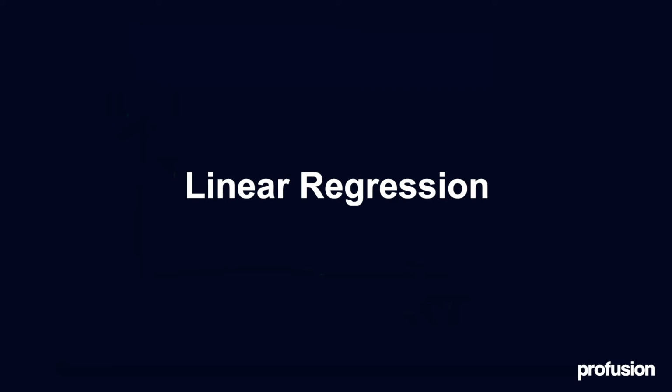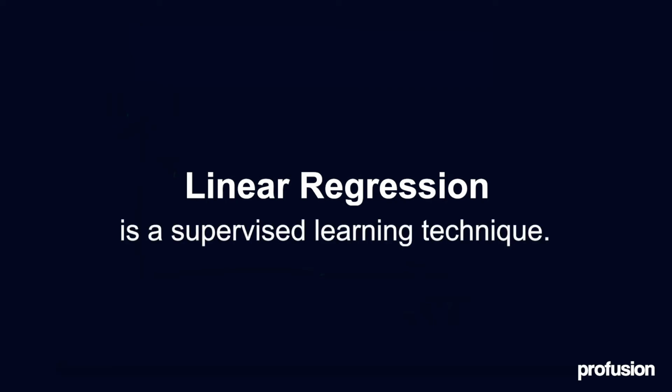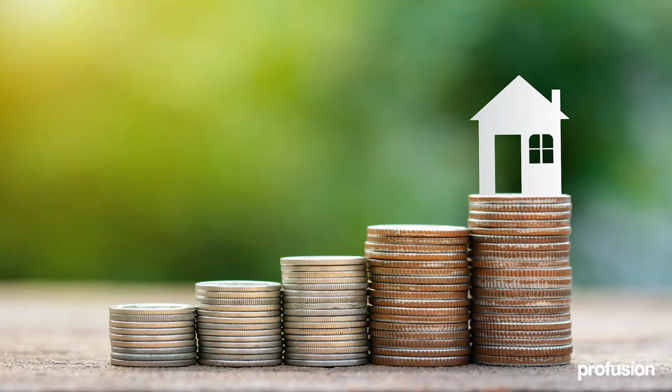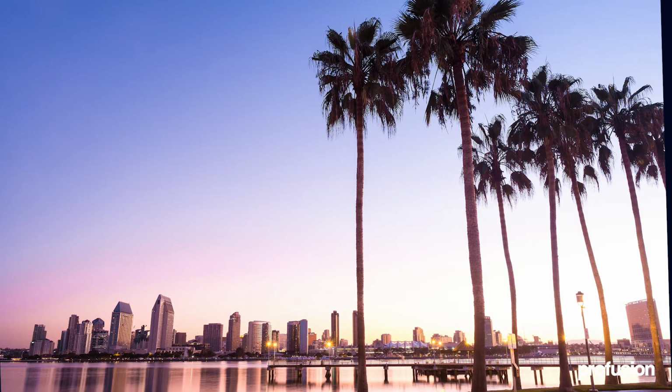So in this video, I'm going to cover linear regression. Linear regression is a so-called supervised learning technique, which means that we're trying to make a prediction about something. And let's imagine a very simple example of trying to predict house prices. So in my example, we're going to predict house prices in sunny San Diego, California, which is a coastal city.